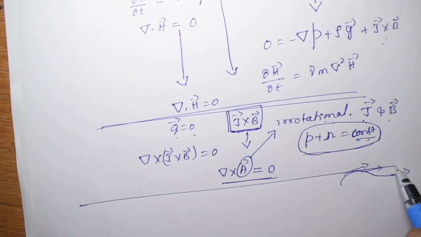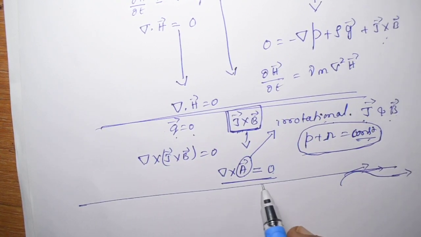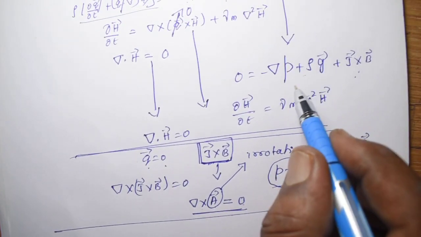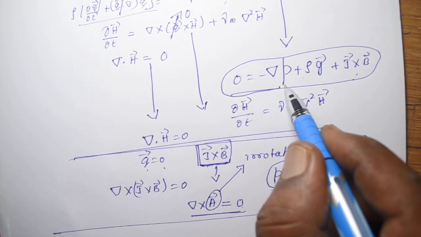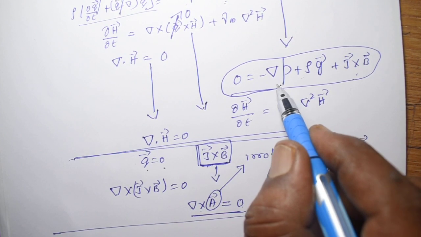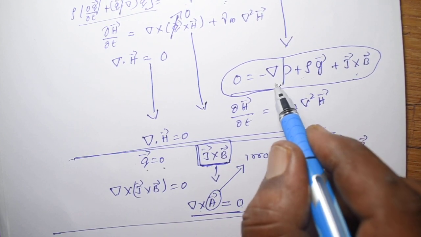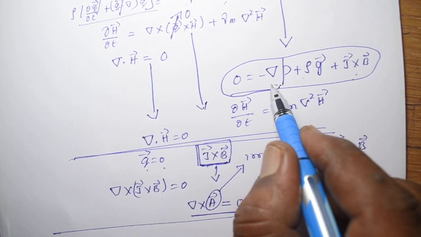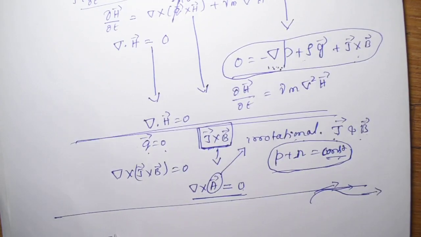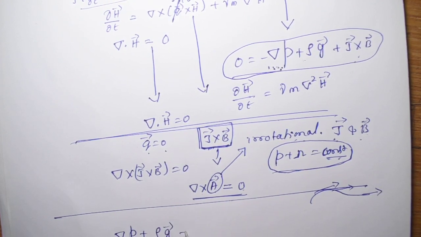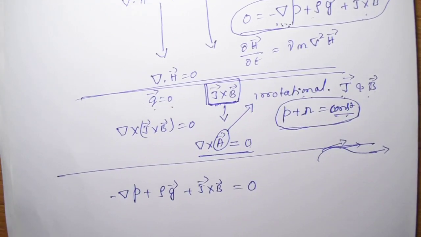Now let us prove it. This is the momentum equation in magnetostatics, because magnetostatics means you replace Q by 0. Then you get this equation: minus gradient of P plus rho into G plus J cross B must be equal to 0. Is it right?